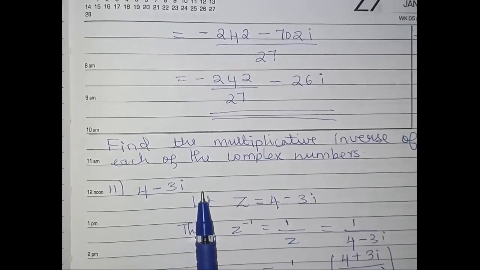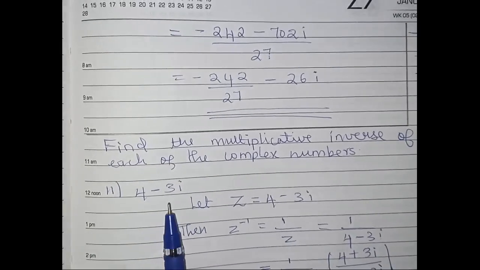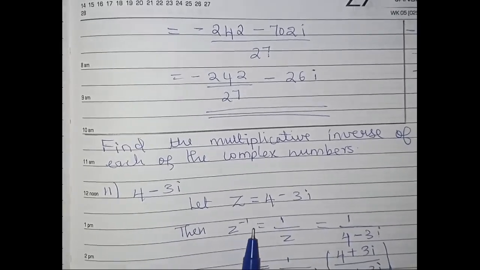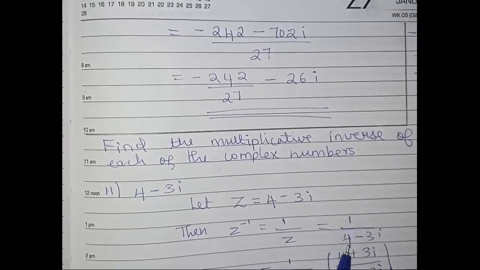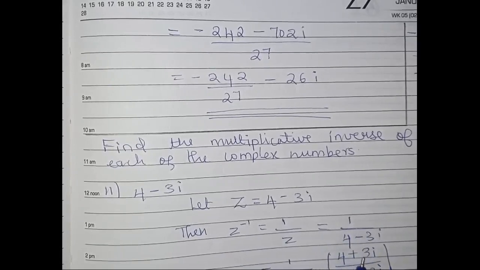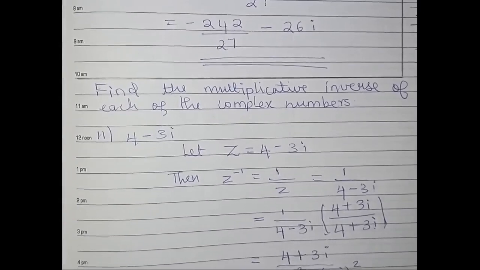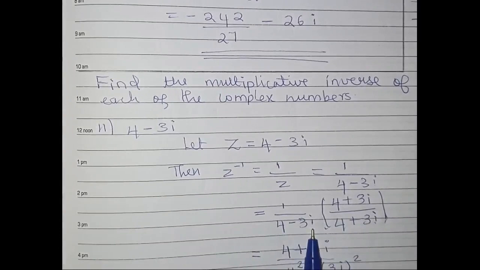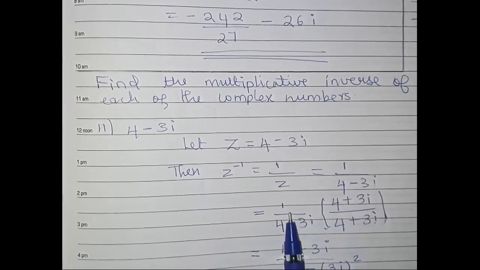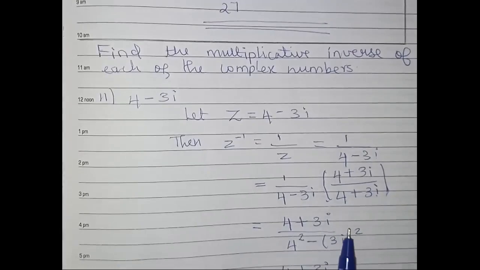First, let z be equal to 4 - 3i. Then z inverse, denoted as the multiplicative inverse, is given as 1/z, which is equal to 1/(4 - 3i). But we need to reduce this value. So what we are going to do to reduce it is multiply and divide by the conjugate of the denominator. Understand? So what's the conjugate of 4 - 3i? 4 + 3i. So into (4 + 3i)/(4 + 3i) is equal to 1 into (4 + 3i) is 4 + 3i. The denominator is of the form (a - b)(a + b), which is equal to a square - b square.